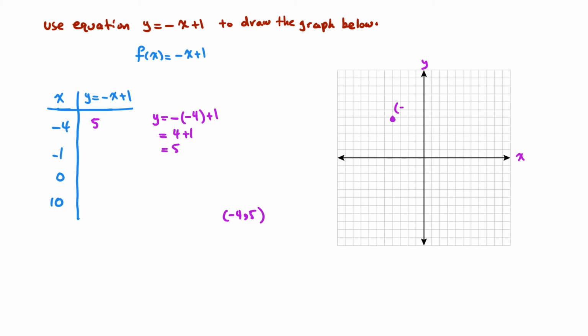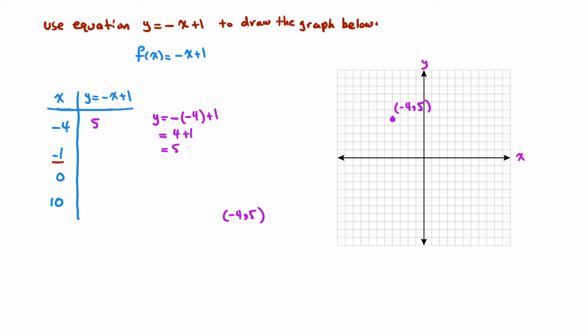I am going to actually label this as negative 4, 5. You don't have to, but it's nice at the beginning when you're just getting used to plotting points to put the coordinates down so that you have a better understanding. Later on, as you get better, you can skip this step. For my next point, I'm going to use a different color so you can see a little bit better.